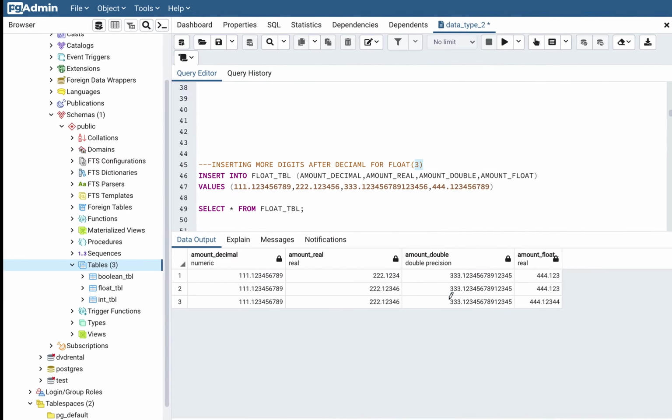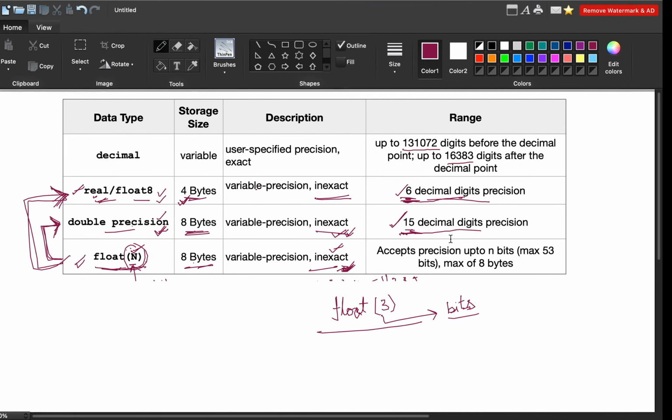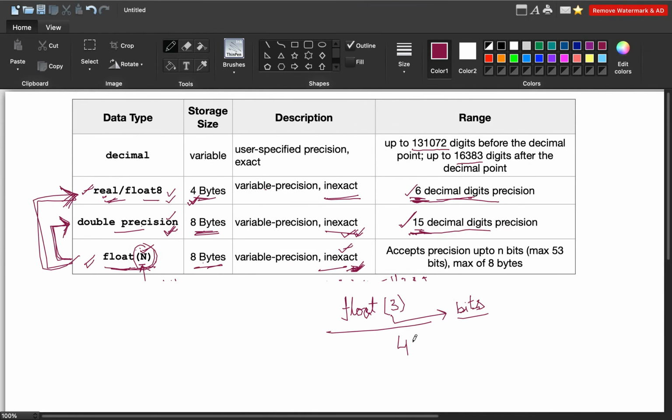So here we were trying to insert 444 dot. So let me bring this value over here. So here we were trying to insert 444 dot 1 2 3 4 5 6 7 8 9. Now since in the column we have defined that float can only have 3 digits after, 3 bits after the decimal. So it is trying to accommodate this value within 3 bits, and based on that it will round off.